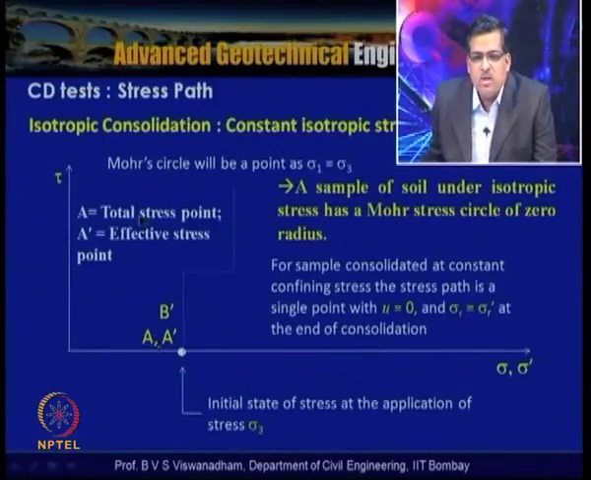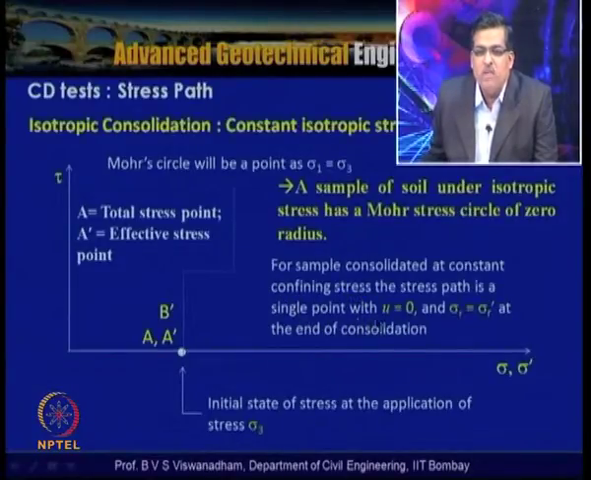A is nothing but the total stress point, and A dash is nothing but the effective stress point. Here, for the sample consolidated at constant confining stress, the stress path is a single point with u equal to 0, and sigma r equal to sigma r dash at the end of consolidation. So this is the initial state of stress at the application of the stress sigma 3.